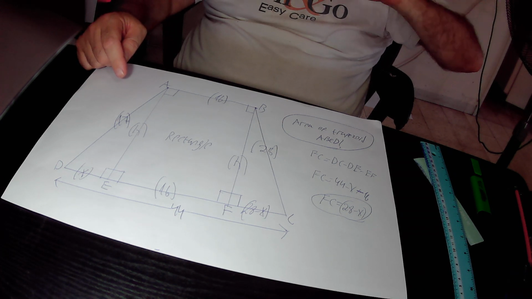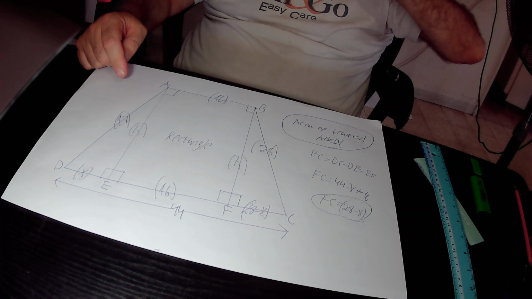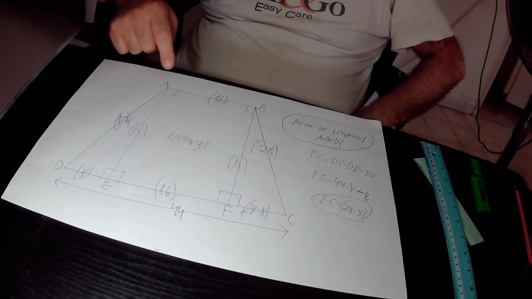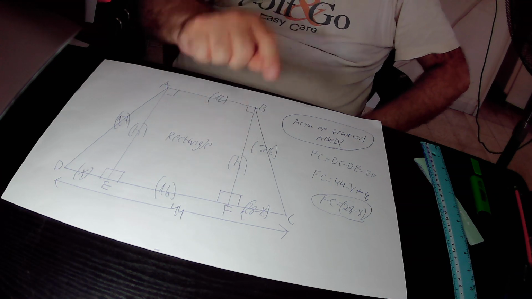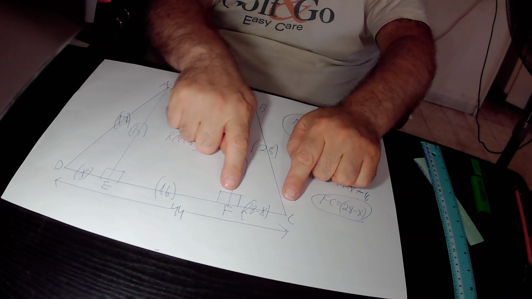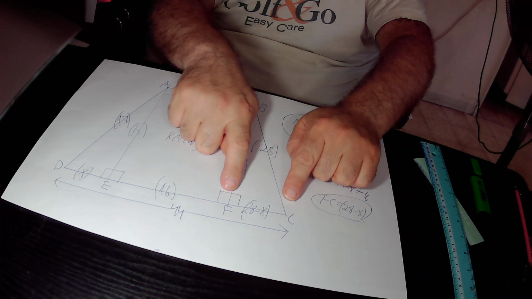What is the length? Actually here, AE equals 8, therefore BF must also equal 8. So what is the length of the missing FC?